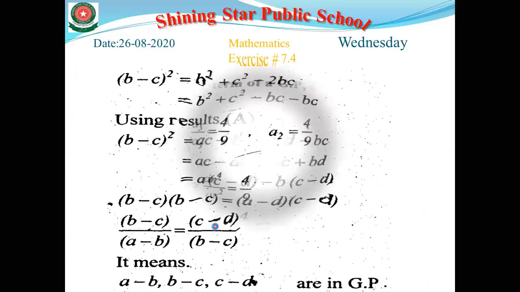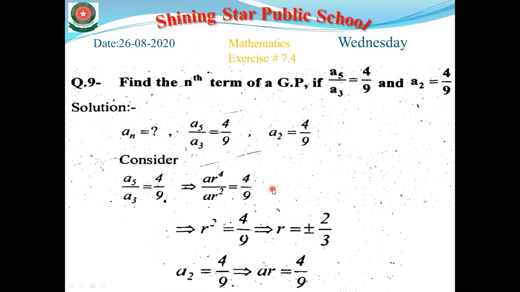Okay? Now the question number 9. Find the nth term of a GP if A5 over A3 is 4 over 9 and A2 is 4 over 9. Find the nth term. According to this, A5 is ar⁴ and A3 is ar². So that is equal to 4 over 9.